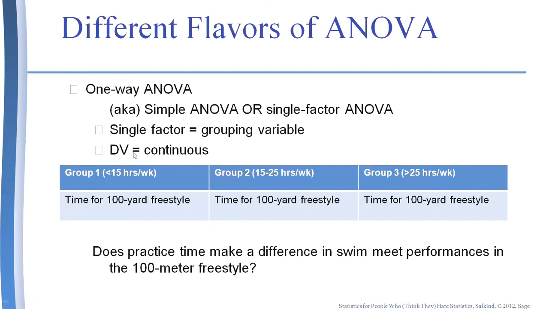So here we're interested in practice times and swim meet performance. So the swim time is my continuous dependent variable, right? Their clocked time, that's my continuous variable. And I want to know, does practice improve their time, or does practice make an overall difference in their time? And so I've grouped people based off of how many hours a week they practice. That's my single factor grouping variable, otherwise known as my independent variable.